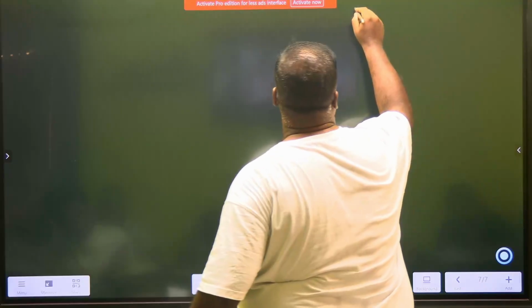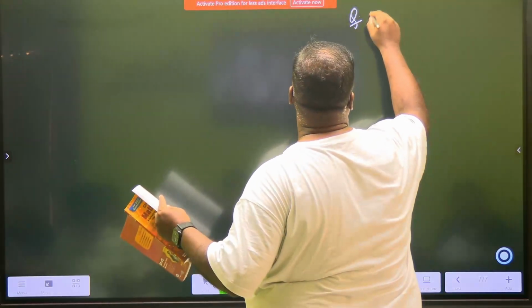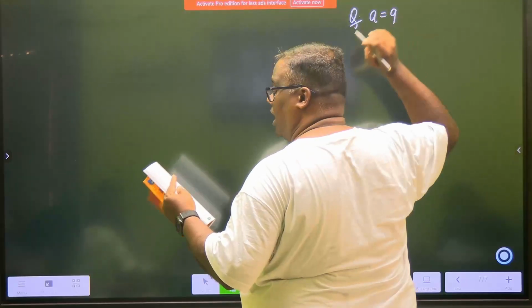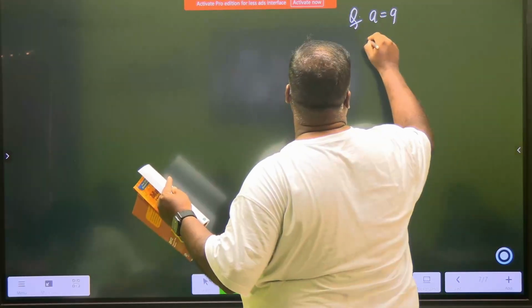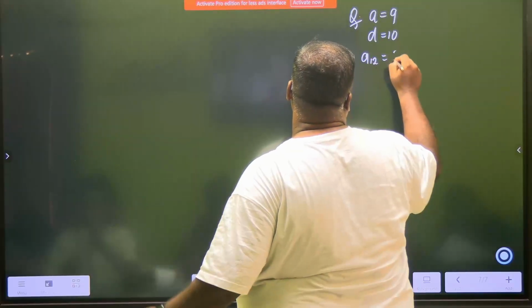Okay, this is a very simple question. A little bit different, but I'll not explain. I expect you to do it. I have an AP whose first term is equal to 9, and whose common difference is equal to 10. I ask you to find out the 12th term.